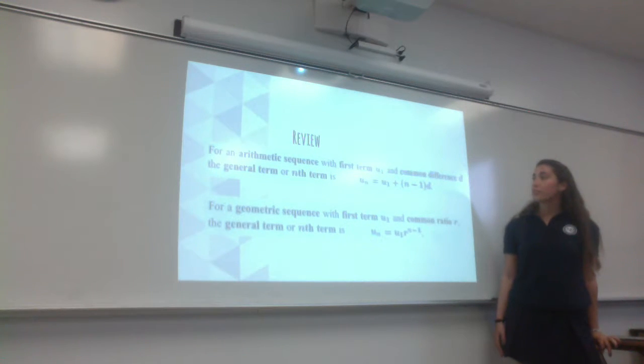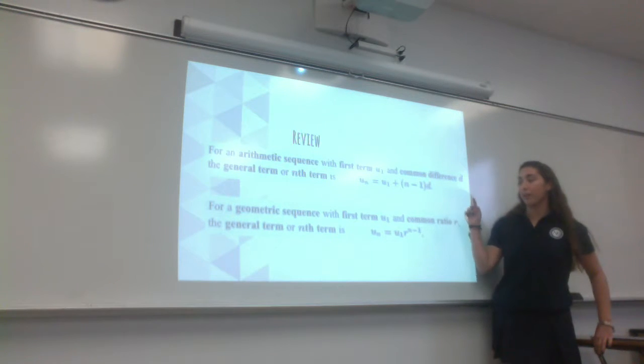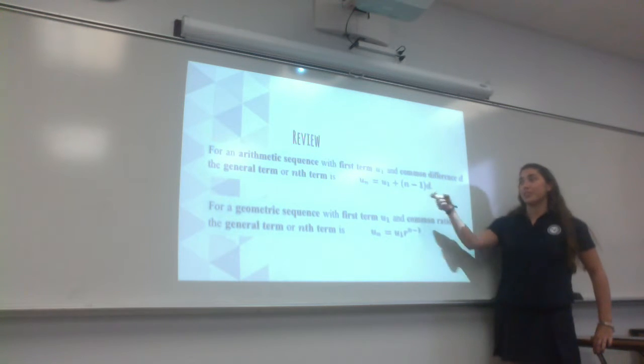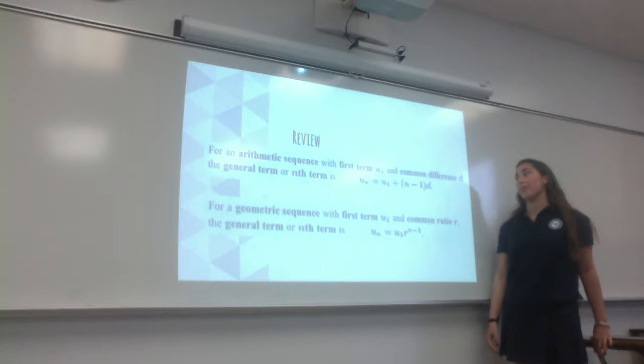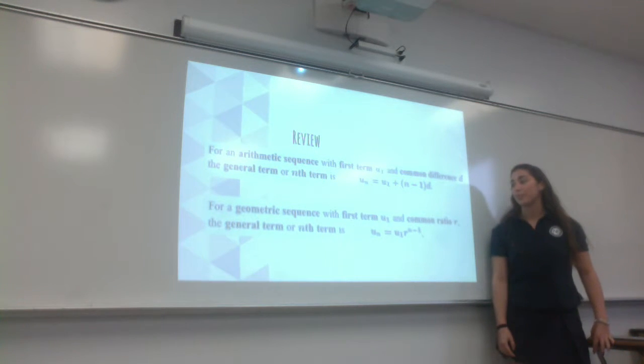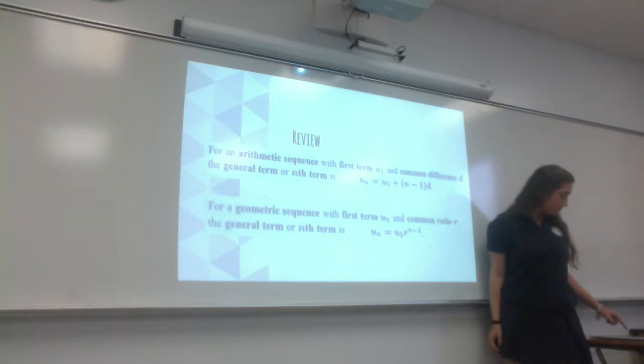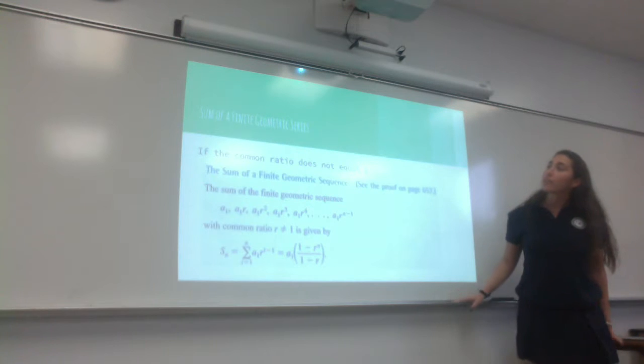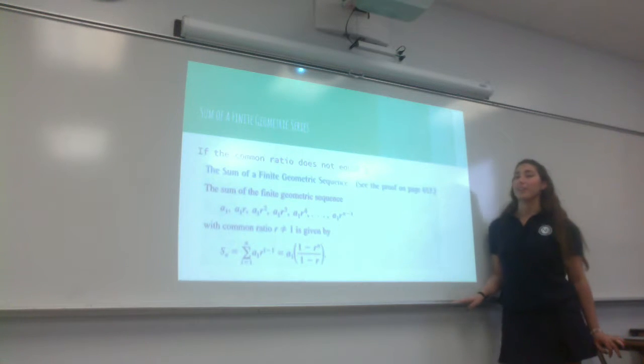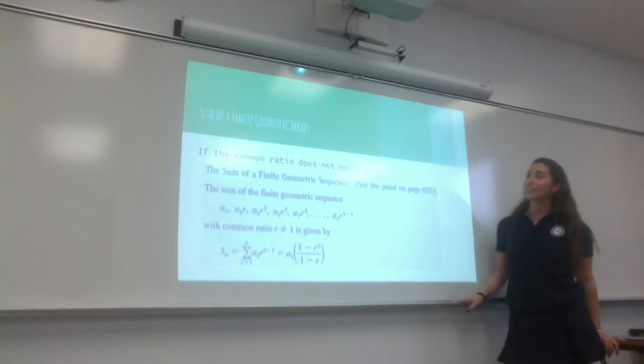And then these are just the formulas for the nth term of an arithmetic and a geometric sequence. This one is the first term plus n minus 1 times the common difference. And then this one is the first term times r to the n minus 1. The first one is the sum of a finite geometric series.